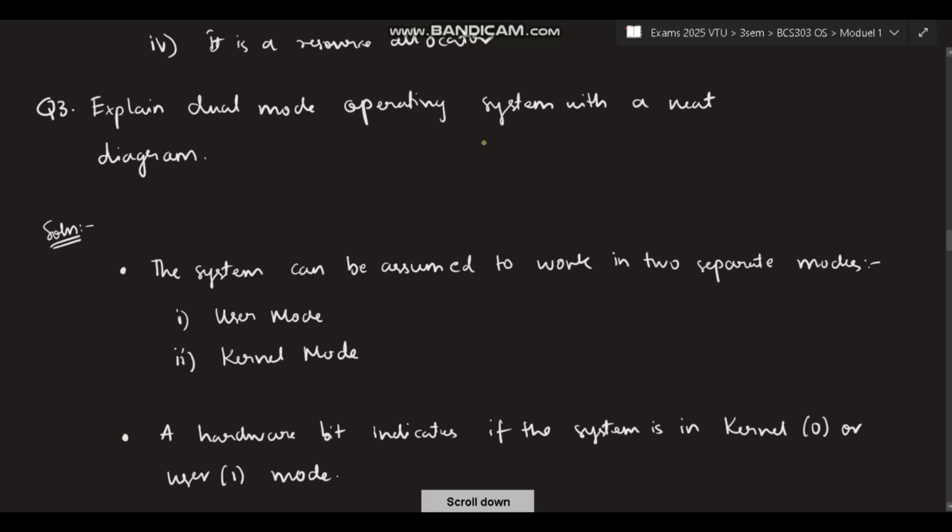Moving on, we have the dual mode operating system with a neat diagram. Dual mode means two modes are there. The system can be assumed to work in two separate modes: user mode and kernel mode. Let's understand what it is.